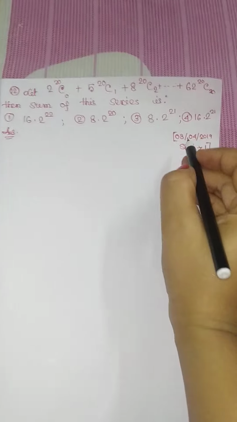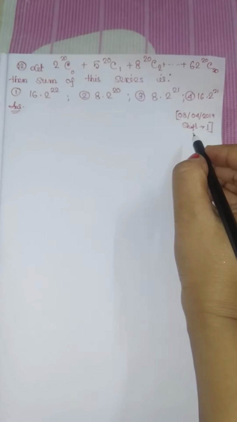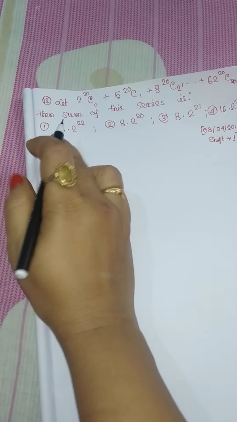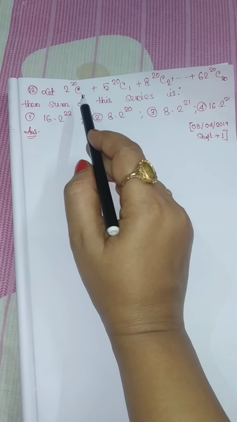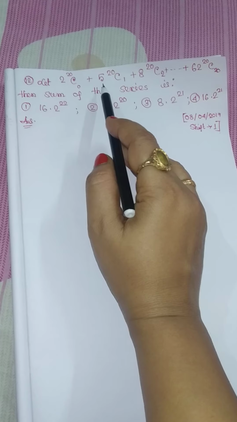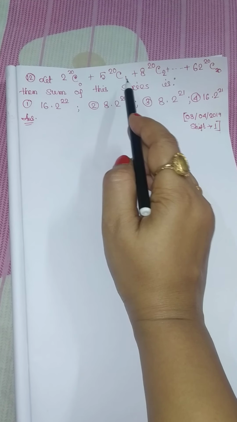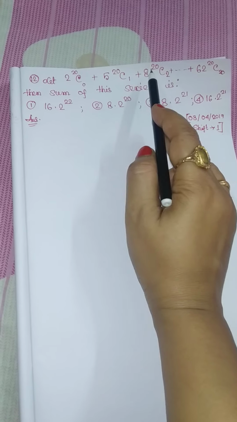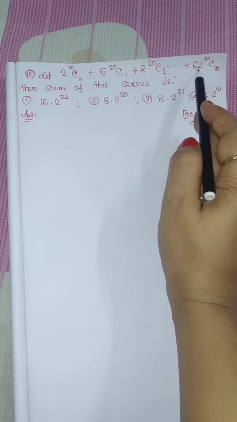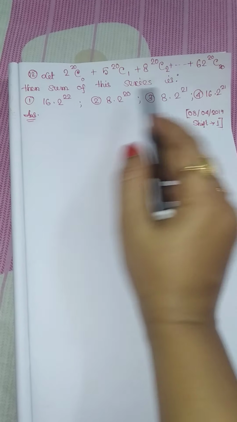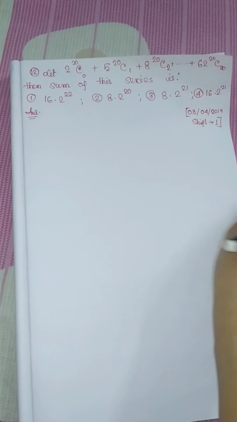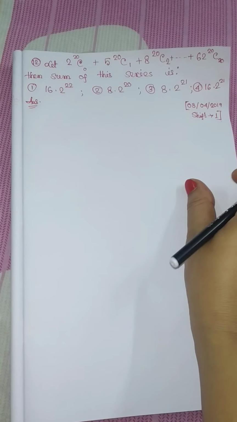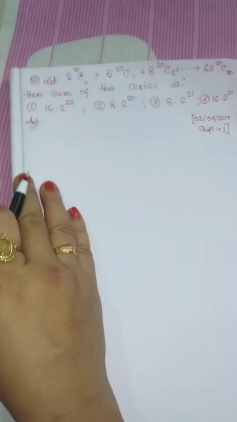Let's try to solve JEE Main 8 April 2019 question from Shift 1, question number 12. Let 2 into C0 to 20 plus 5 into C1 to 20 plus 8 into C2 to 20 plus up to 62 C20 to 20. The sum of the series is? This series is a binomial series.